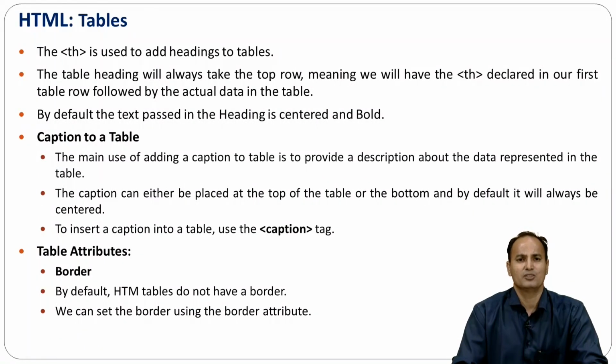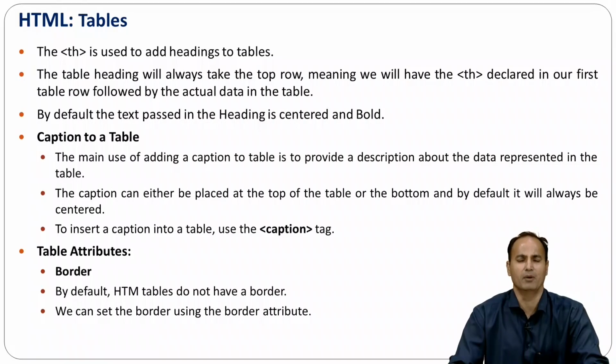TH is used to add headings to a table. If you want to add a header to a table, we will use the TH tag. The table heading will always take the top row, meaning we will have the TH declared in our first table row, followed by the actual data in the table. So the first row will indicate the headers of the table, and then from the next row the actual data will be contained in the respective cells.